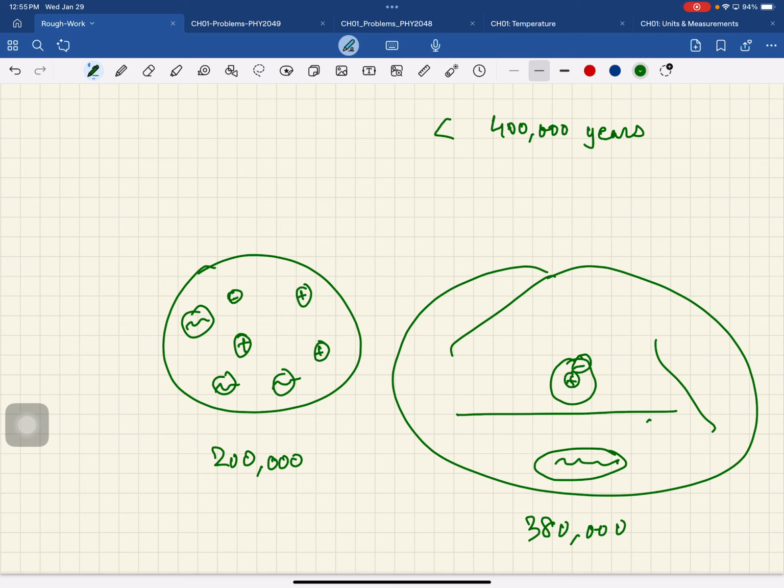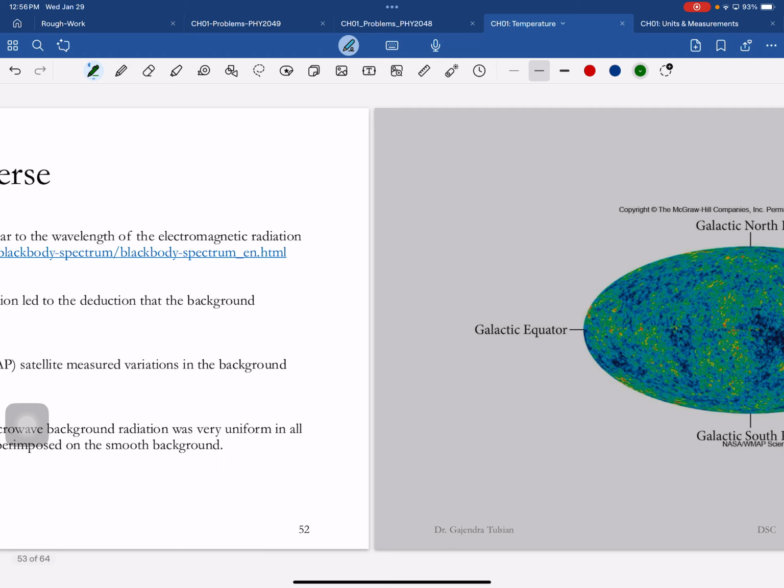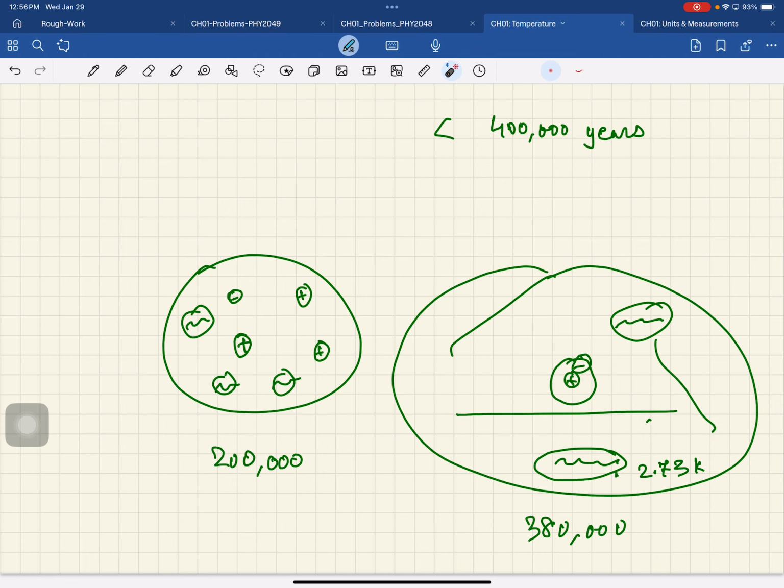And that is the radiation that you're seeing. So that's the microwave background radiation. The universe has kept expanding, and today the temperature of this radiation is 2.73 degrees Kelvin. And that's what they detected. So that's what these guys detected. That's the temperature of this radiation that you're bathed in.